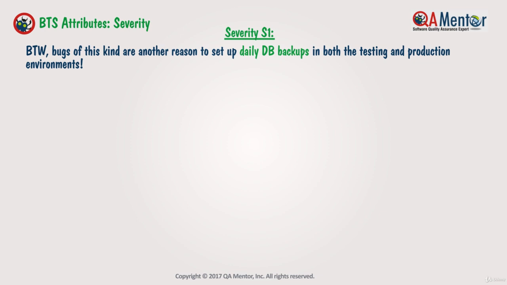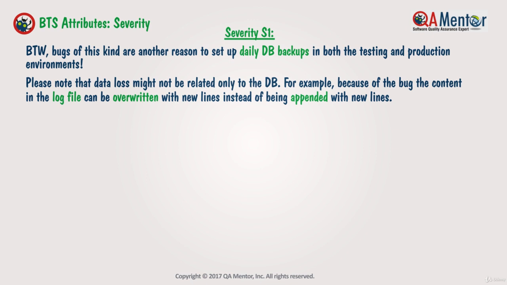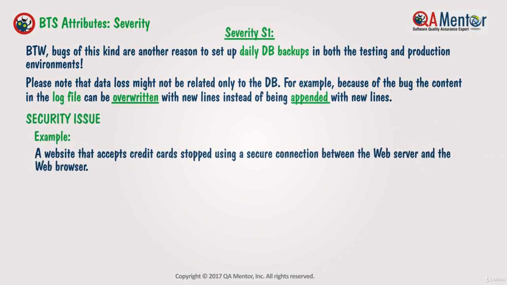and production environments. Please note that data loss might not be related only to the DB. For example, because of the bug, the content in the log file can be overwritten with new lines instead of being appended with new lines. Security issue. Example: a website that accepts credit cards stopped using a secure connection between the web server and the web browser. As a result of this bug, unencrypted credit card data can be stolen.